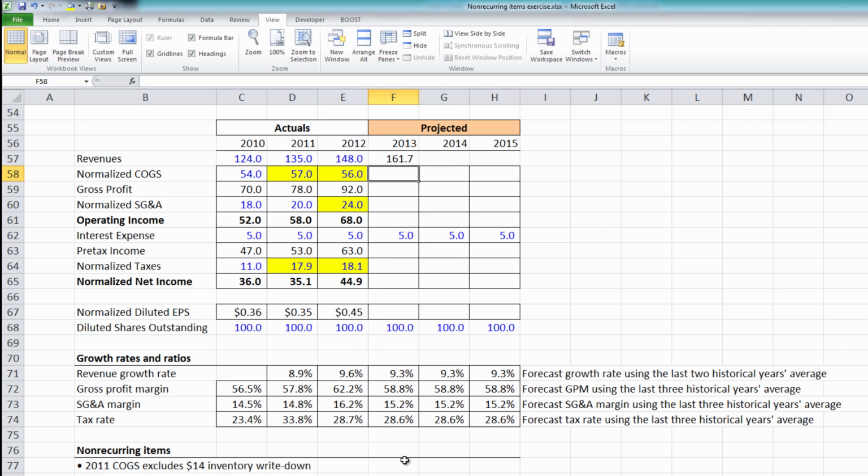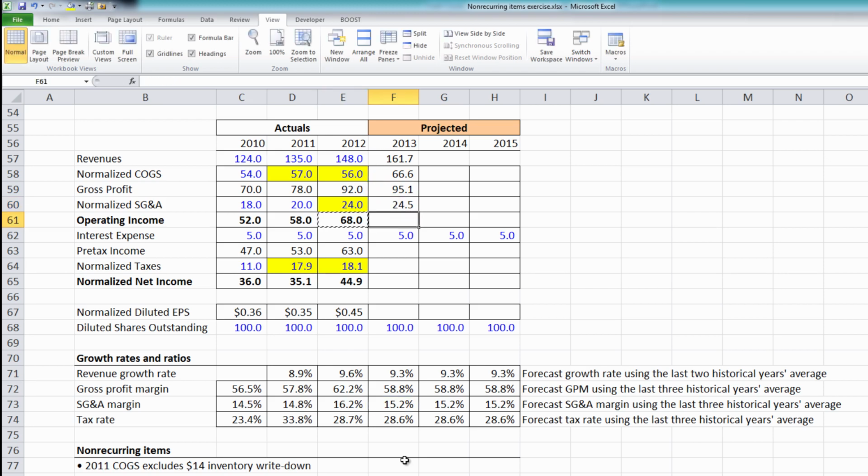For normalized cost of goods sold, the easiest way to do this is to actually calculate gross profit by taking the gross profit margin times the revenue. It's a little bit of an indirect way to do this. That gives us gross profit, and that way, if we take revenue minus that gross profit, we back into normalized cost of goods sold. Normalized SG&A, we simply take the SG&A margin times revenue.